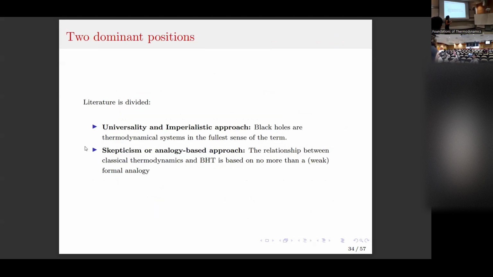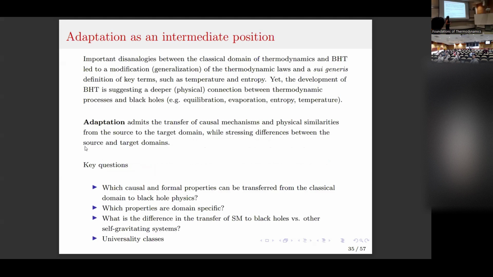So what I see in this literature is that there are two dominant positions. One relies on the universality of certain properties that might be instantiated in black holes and also other systems studied by thermodynamics, and is also associated with the imperialistic approach in which we say that black holes are thermodynamic systems in the fullest sense of the term. And there is another dominant position, which is more skeptical. It assumes that the motivation to develop black hole thermodynamics is based only on a very weak analogy between black holes and the systems studied by thermodynamics, which leads to a very skeptical attitude about the entire project. So what I'm going to propose is an idea, right? I want to work on this in the future. It's an intermediate position, which I think will be helpful for other applications of statistical mechanics as well.